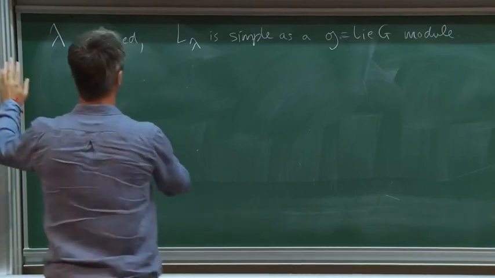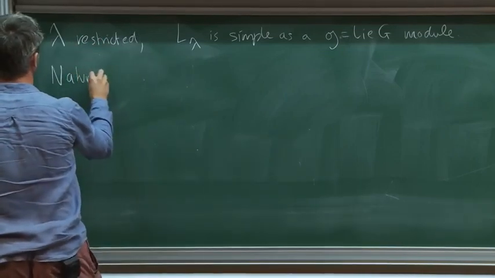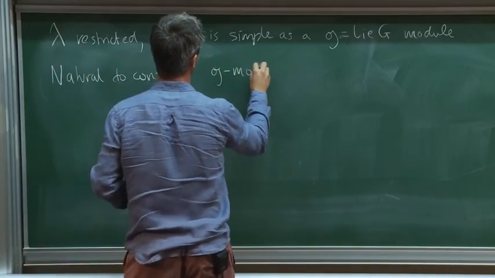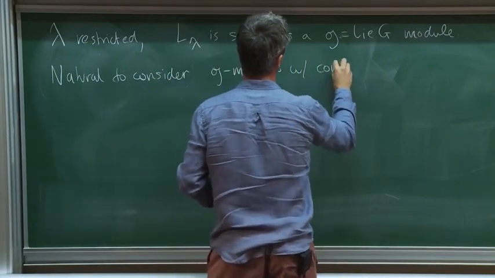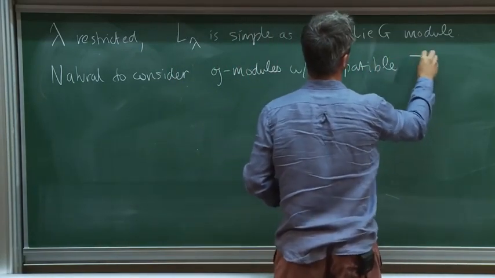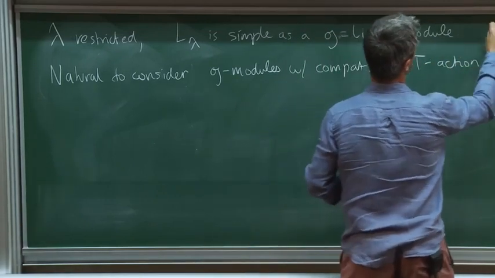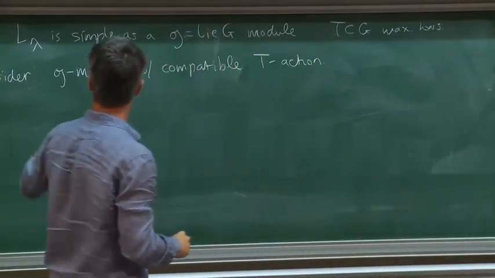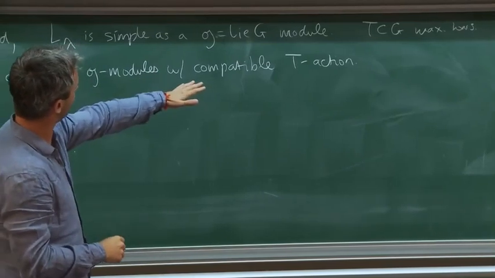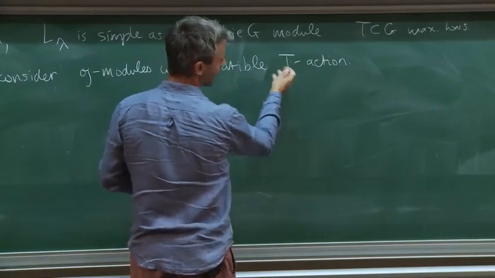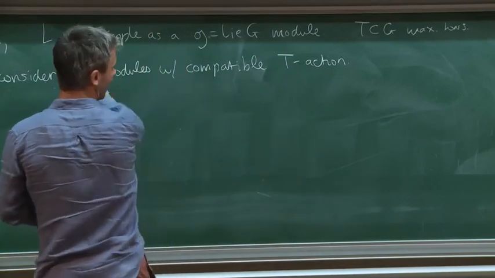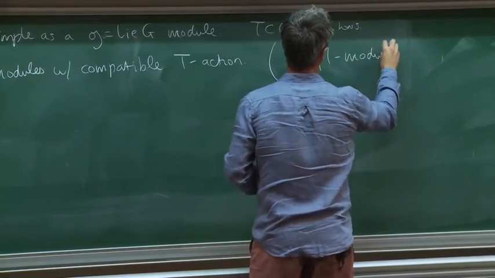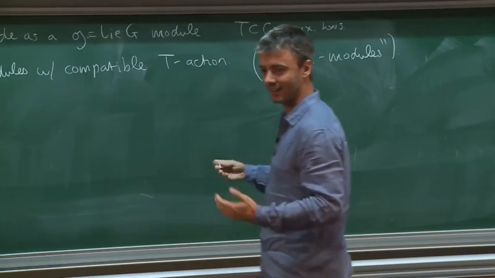And so it's natural to consider G modules with compatible T action. So T inside G is a maximal torus. The meaning of this should be clear. So I consider a module with a T-action such that when I differentiate the T-action, I get the same as the T inside here. That's the compatibility, like for GK modules. Exactly, T-action G, and so you have the two conditions.